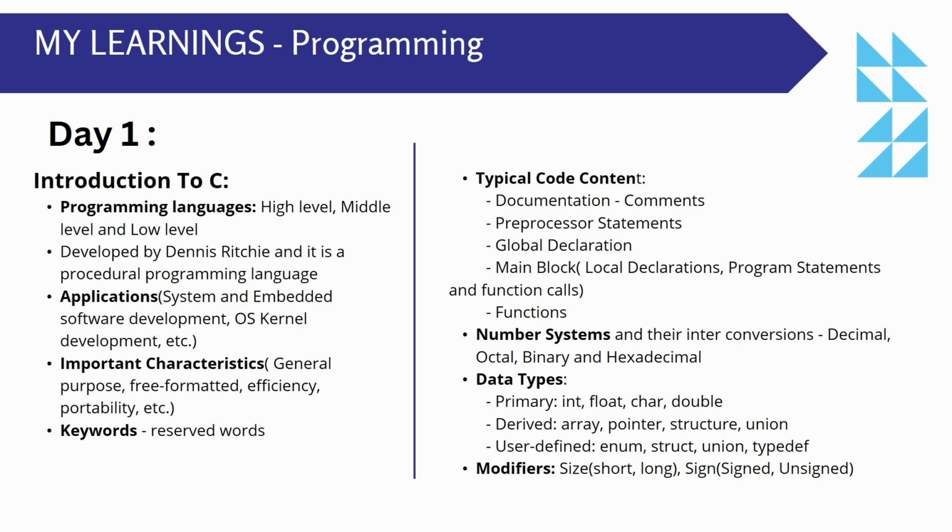Then we learned about number systems and their interconversions, that is conversions between decimal to octal, decimal to binary, decimal to hexadecimal, etc. Then about the data types, which can be primary, which include integer, float, character, double. Then derived, which include array, pointer, structure, union. And then user defined data types, which are enum, struct, union, typedef, etc. And then we learnt about modifiers, which can be size based and sign based. Size: short, long; then sign: signed, unsigned.